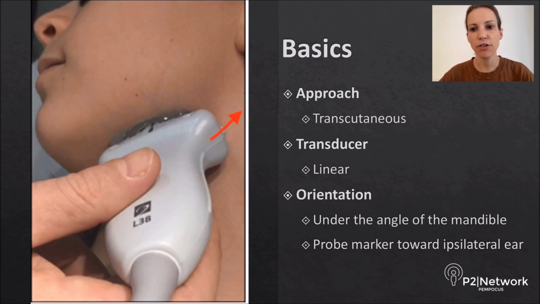So let's now talk about the basics when it comes to where to put the probe and probe selection in the evaluation of an RPA. We use what's called the transcutaneous approach when evaluating for an RPA, and you want to use the linear probe. You can see in this image that the probe is placed under the angle of the mandible with the probe marker pointing toward the ipsilateral ear, that's on the same side. And we're going to discuss this technique in more detail in the coming slides.